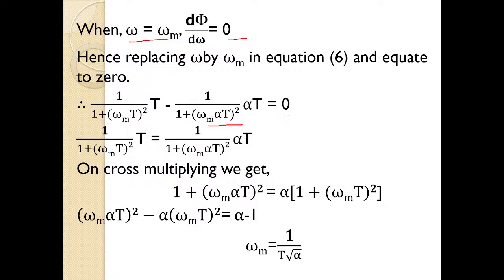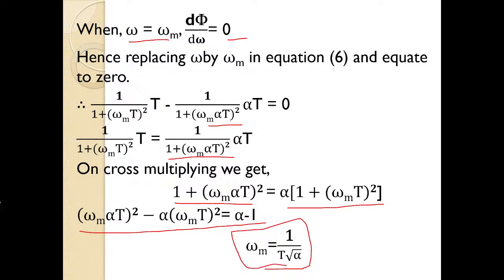Send this term to the right side. So what do you get? 1 by (1 plus omega m t whole square) into t equals 1 by (1 plus omega m alpha t whole square) into alpha t. Now cross multiply both the terms. After cross multiplication you will get 1 plus omega m alpha t whole square is equal to alpha into (1 plus omega m t whole square). Rearrange the terms: you will get omega m alpha t square minus alpha omega m t square is equal to alpha minus 1. Just simplify it. You will get omega m is equal to 1 by t root alpha.